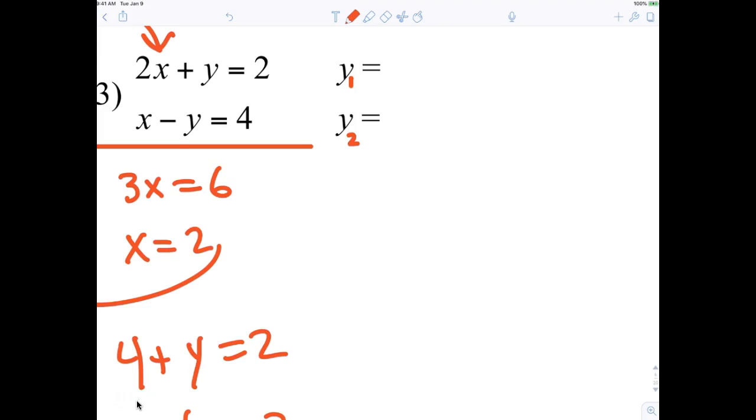Now, y1, 2 minus 2x. I don't care how you write it right now to type it into the calculator. Does everybody see what I did? I just moved the 2x over. Everybody good on that?